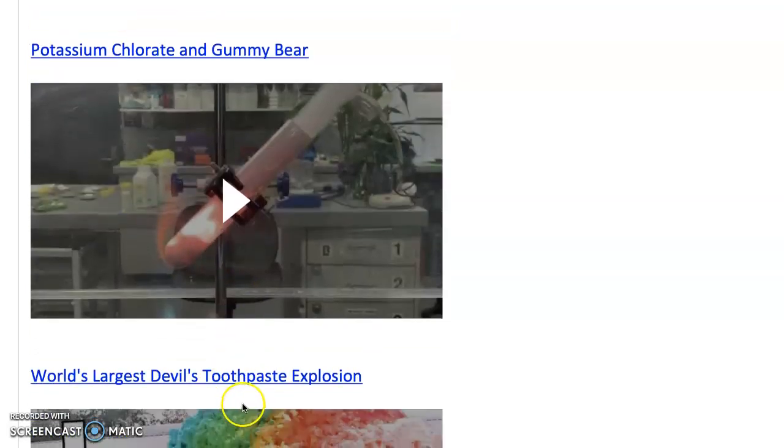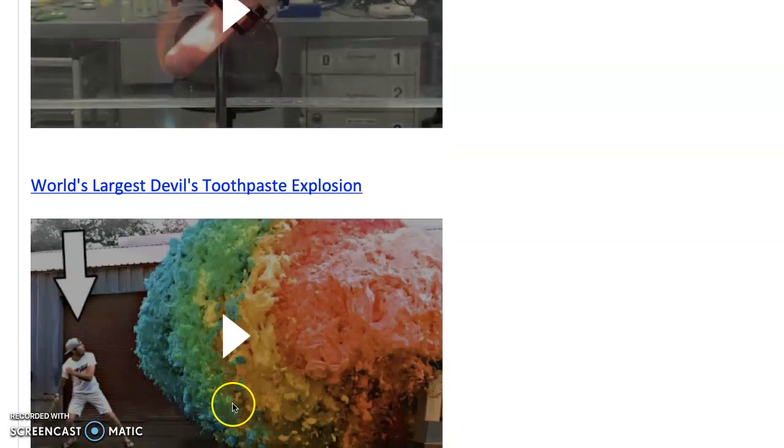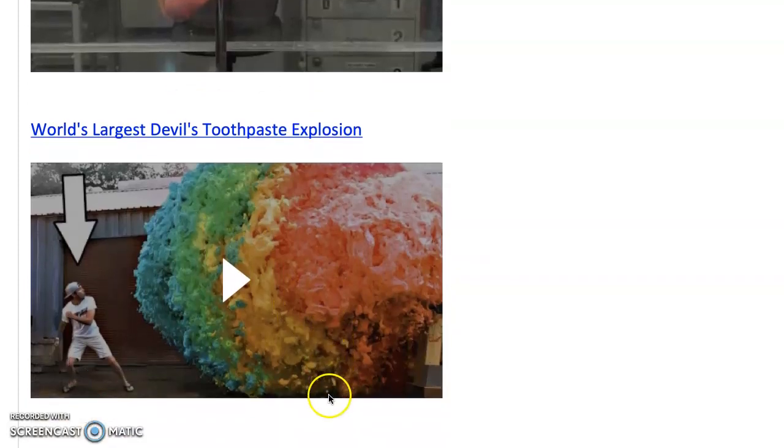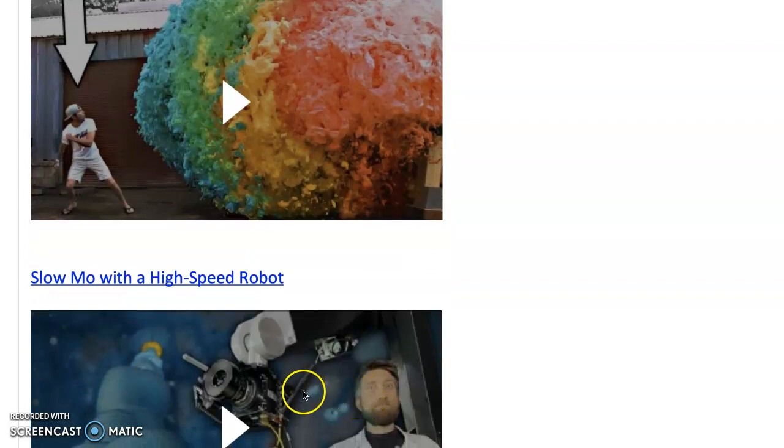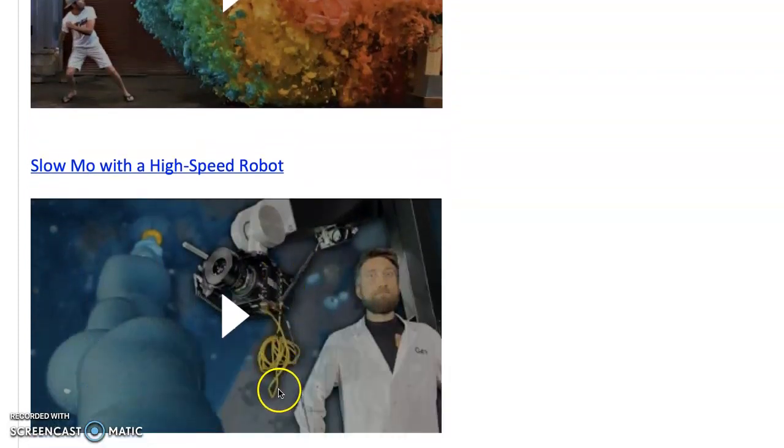There's another video here you can watch on what we call elephant's toothpaste, but in this video they call devil's toothpaste. So it's an oxidizing reaction, an oxidation reaction, so lots of oxygen gets released, and that's what makes all the bubbles go up really, really fast. And there's another one here of a slow-mo video. I'm pretty sure this one was Mentos into soft drink.